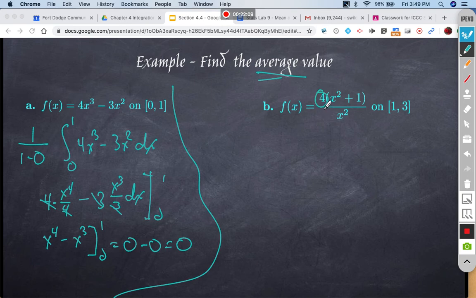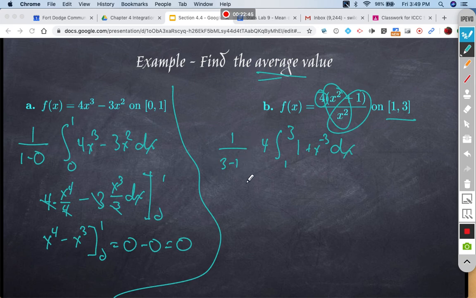I'm going to look and see, there's my constant. Well, first, 1 over 3 minus 1. 4 is a constant, so I'm going to pull that out. 4 times the integral from 1 to 3. And then this is x squared plus 1 over x squared. So I'm going to say x squared over x squared is 1. 1 over x squared is x to the negative 3rd dx. That'll help things out a little bit. This is starting to look better already.